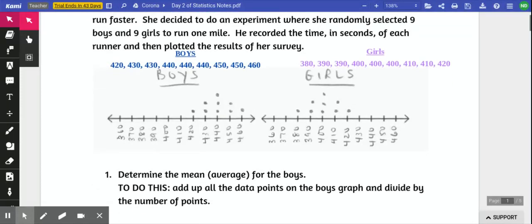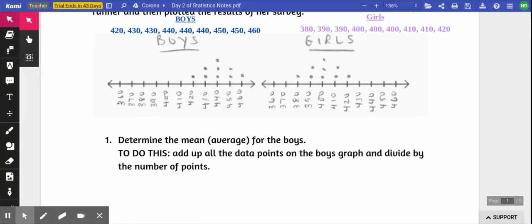So if we look at the first question, it says, determine the mean, in parentheses, average, for the boys. And we have some helpful hints and tricks to help you remember, again, how to find the mean, median, mode, and range. So if you remember from yesterday, in order to find the mean or the average, we have to add up all the data points on the boys graph and then divide by the number of points. Because remember, we add up all the numbers, then we divide that sum by however many numbers we added together.